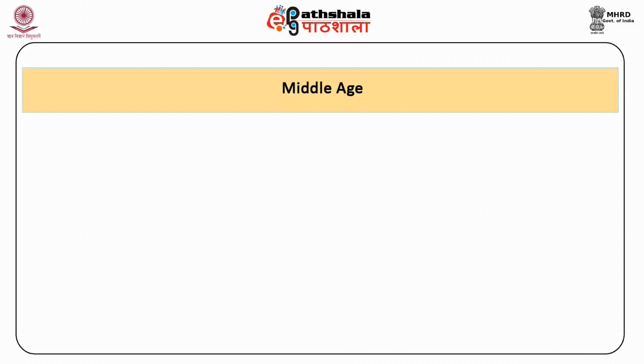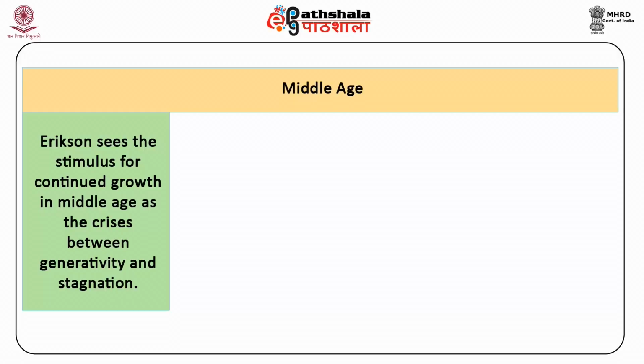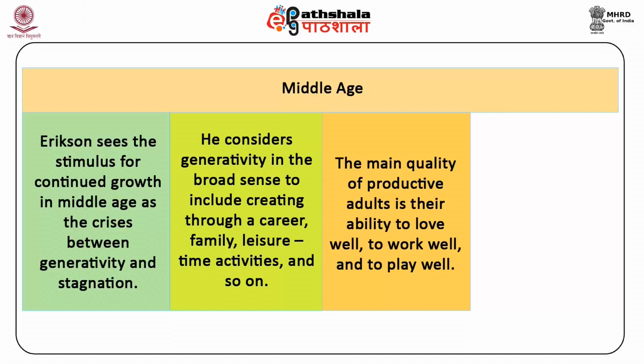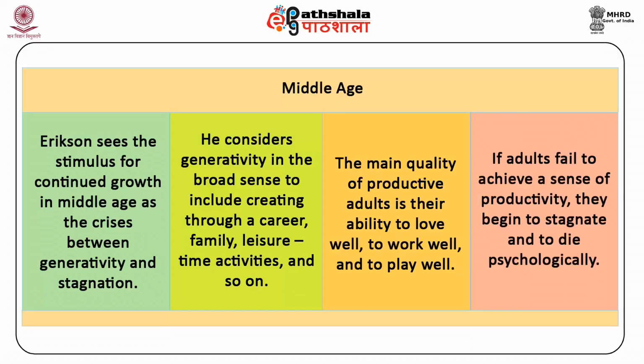Now, middle age. This is the time for learning how to live creatively with both ourselves and others. On one hand, we may painfully experience the discrepancy between our dreams of young adulthood and the reality of what we have accomplished. Erikson sees the stimulus for continued growth in middle age as the crisis between generativity and stagnation. He considers generativity in the broad sense to include creating through a career, family, leisure-time activities, and so on. The main quality of productive adults is their ability to love well, to work well, and to play well. If adults fail to achieve a sense of productivity, they begin to stagnate and to die psychologically.